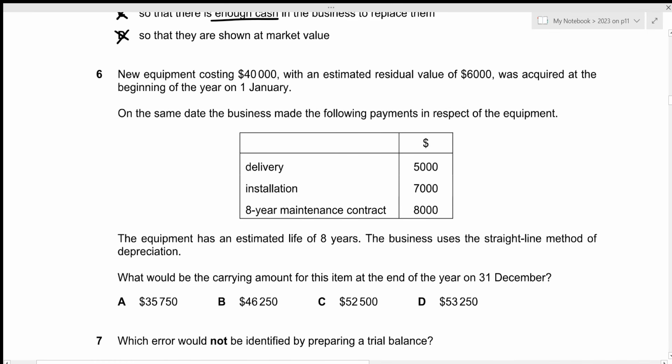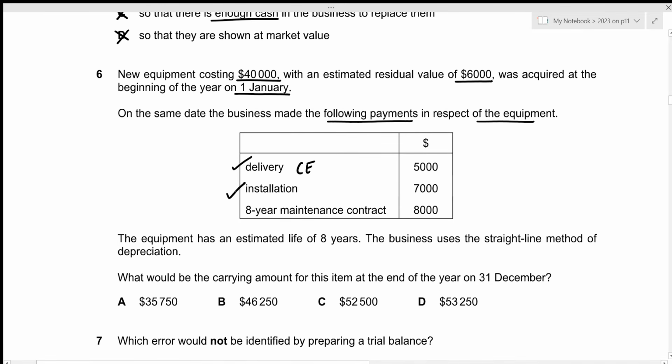Now, for the sixth question, new equipment costing 40,000 with an estimated residual value of 6,000 was acquired at the beginning of the year on 1st January. On the same date, the business made the following payments in respect of the equipment. So we have delivery payment. Remember, this is our capital expenditure because delivery of the non-current asset will have to be done once. It's not a recurring event.